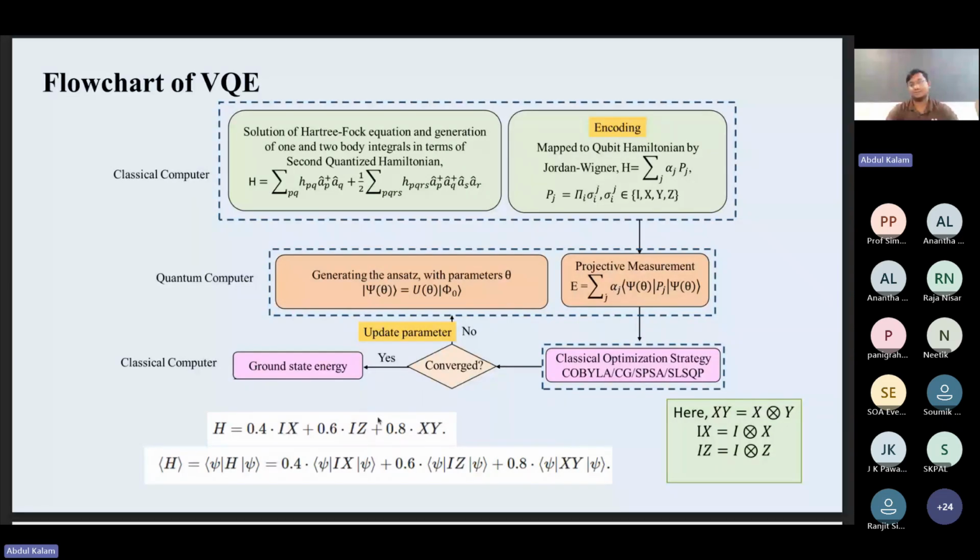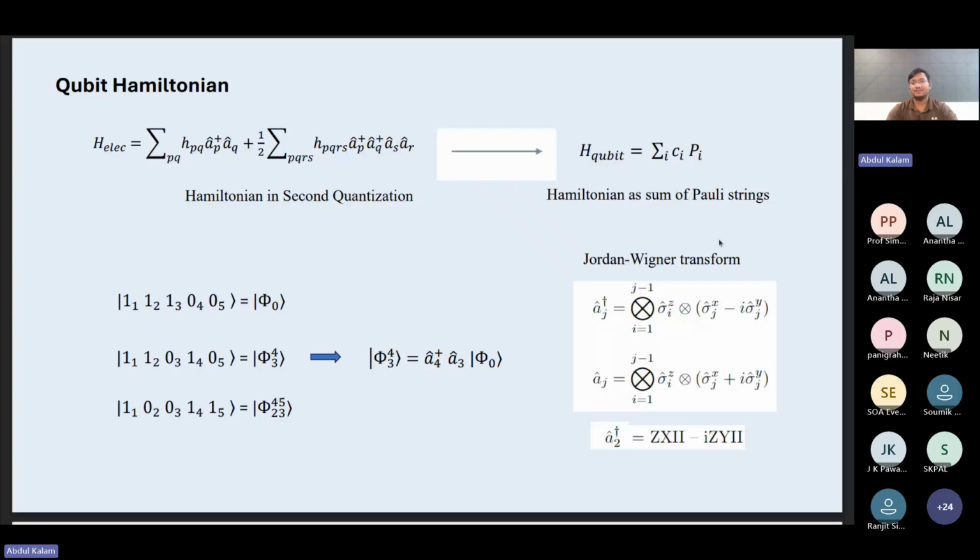Taking a simple example, we have three terms: IX, IZ, XY. These are the Hamiltonian terms in terms of Pauli matrices. Once you measure the circuit psi, what we are doing at the end is calculating the ground state energy of each term. Psi, H, psi means the expectation value of IX, IZ, and XY, and then we add them up. The qubit Hamiltonian construction means any second quantized Hamiltonian present in creation and annihilation form can be transformed using a method called the Jordan-Wigner transformation, where each creation operator a dagger has this form in Pauli matrices, and the annihilation operator a has this form.